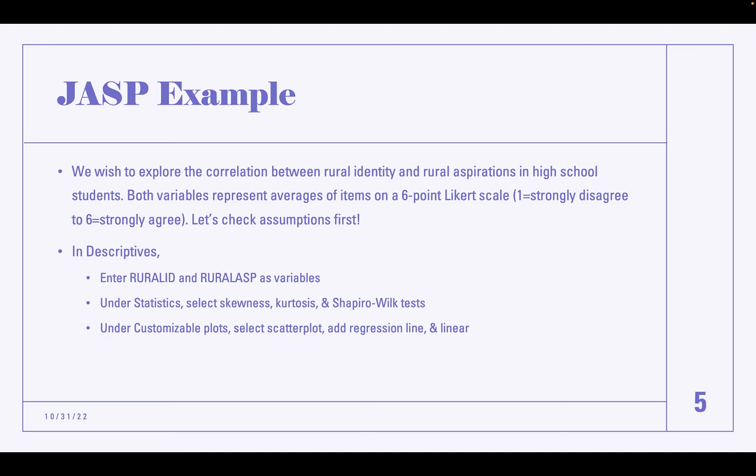All right, so we wish to explore the correlation between rural identity and rural aspirations in high school students. Both variables represent averages of items on a 6-point Likert scale from 1 equals strongly disagree to 6 equals strongly agree. Let's check our assumptions first. Okay, so I'm going to go over to JASP.